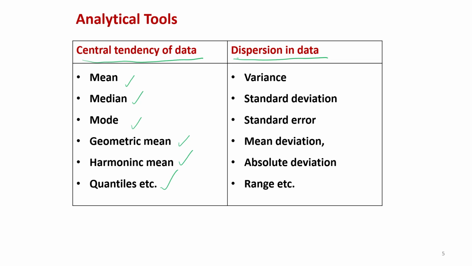Similarly, if we want to measure the variation in the data, there are different tools such as variance, standard deviation, standard error, mean deviation, absolute deviation, range, etc. And they also give information about the variability in the data. And once again, I would say it is our decision which tool is to be used, and which tool is most appropriate to give us dependable and reliable information about the central tendency and variation in the data.